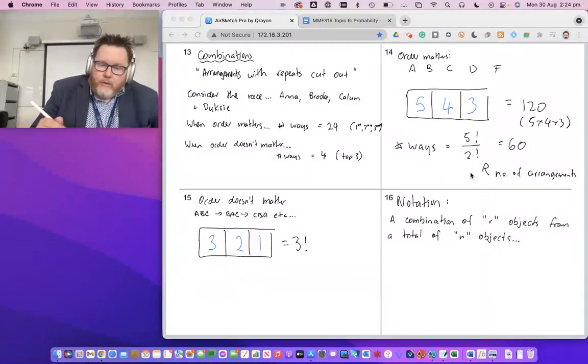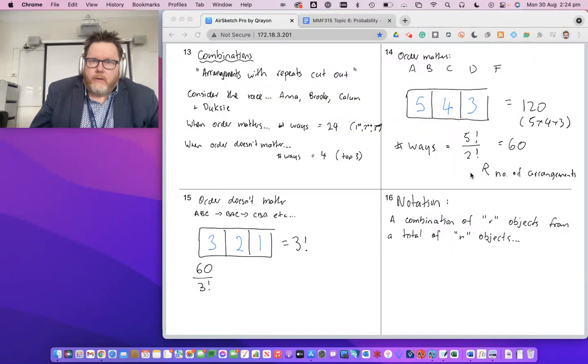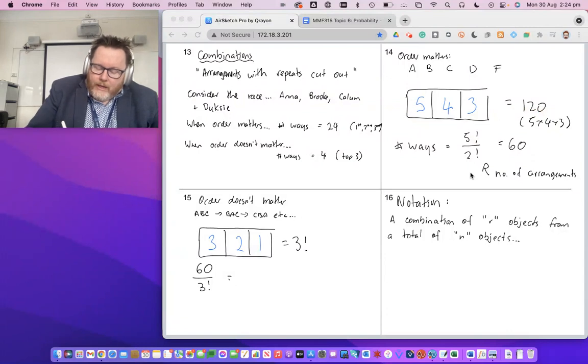And so the number of ways would be 60 divided by 3 factorial. The dividing by 3 factorial cuts out all of those combinations that are repeats, or arrangements that are repeats. But 60, if you remember, was simply 5 factorial divided by 2 factorial. So in other words, the total number of ways I can combine things, and then dividing out the bit that I don't need. So I can write that as 5 factorial on top, divided by 3 factorial times 2 factorial.